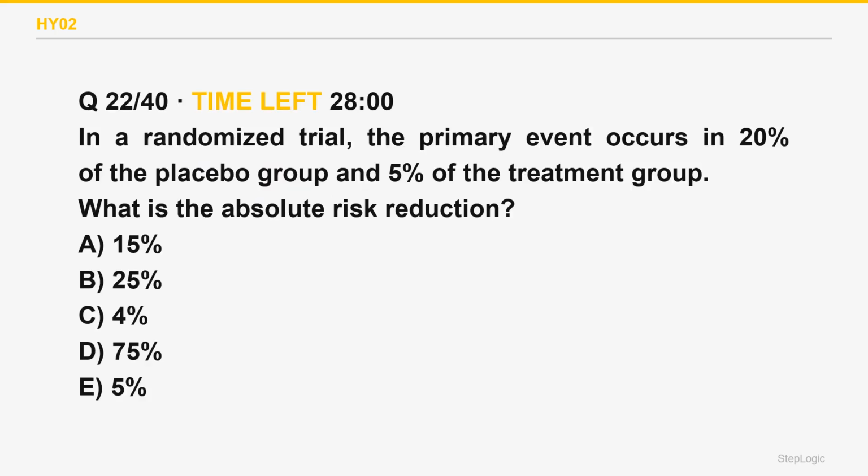What is the absolute risk reduction? In a randomized trial, the primary event occurs in 20% of the placebo group and 5% of the treatment group.